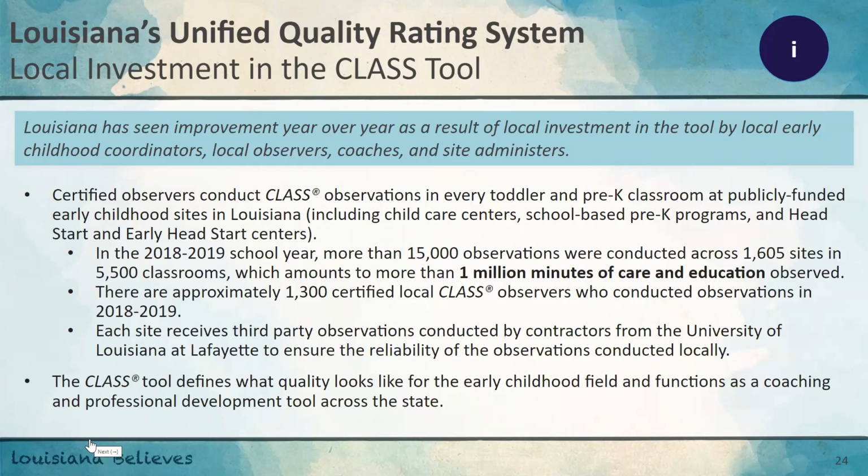It's critical. I also want to note that every site receives third-party observations to check these local observations. They function as a check on the reliability of the local observations that are conducted. At least 50% of classrooms in each site will be observed by third party, and it's typically closer to about 70% of classrooms across the state that will be observed at least once by third party.